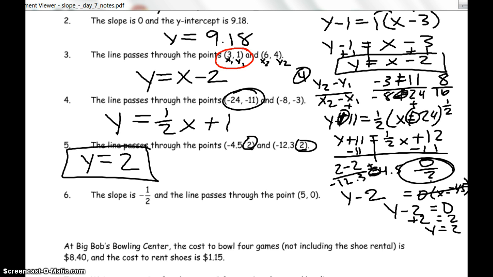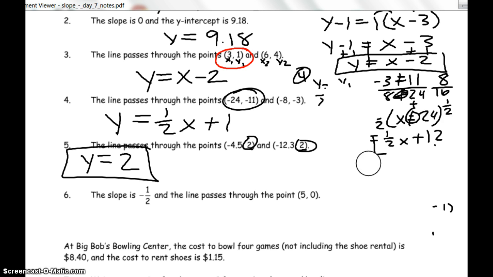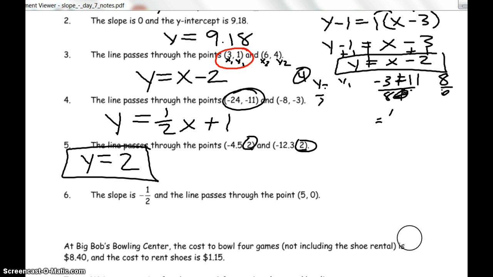Number 6 gives us the information that we need. We have the slope, and it passes through the points 5, 0. So what I'm going to go ahead and do is erase the mess so we have some room. Remember, guys, you can always pause. Always pause and write down whatever you need. So we're going to use y minus y1, which was 0, is equal to negative 1/2 of x minus our x1, which is 5.